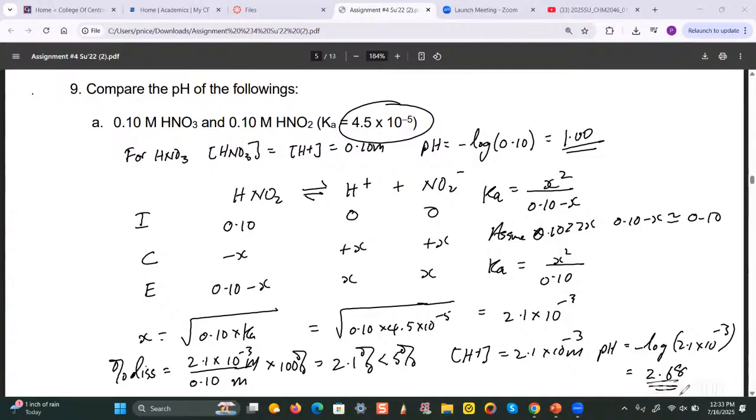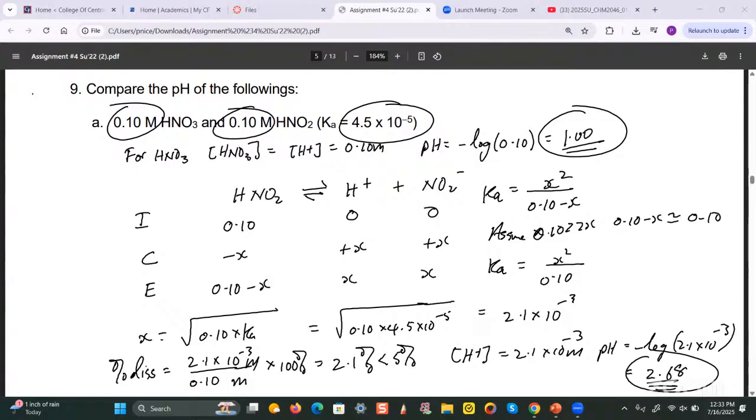All right? Any questions? So obviously, same molarity, right? But different acids. One is strong, one is weak. The strong one has a pH of 1.0. The weak one has a pH of 2.68. So that shows you the difference in terms of the acidity of those two acids we're comparing. All right?